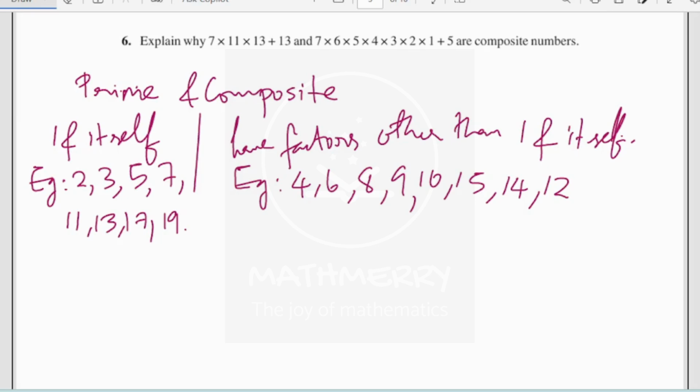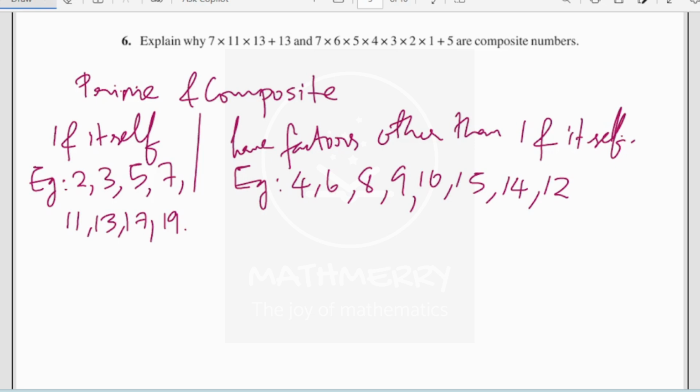One kind of number is only divisible by 1 and itself. If you take 19, it is only divisible by 19 and 1. And if you take 4 or 6, it is divisible by 2 or by 3. So there are other factors than 1 and itself, and we call those numbers composite numbers. This is the first part of this question that you should know.